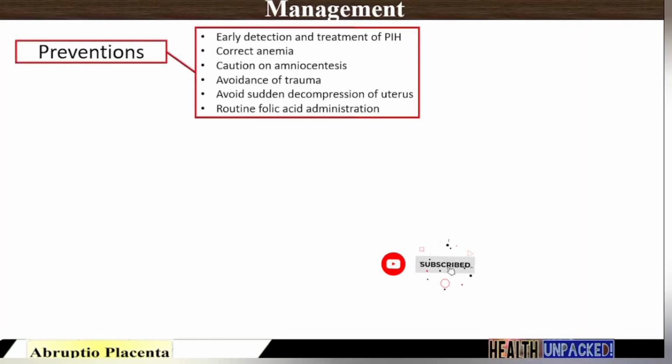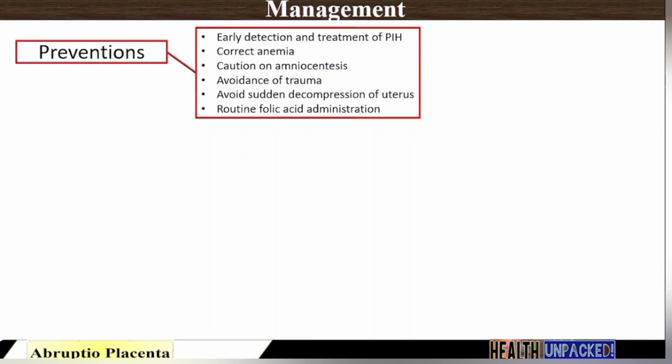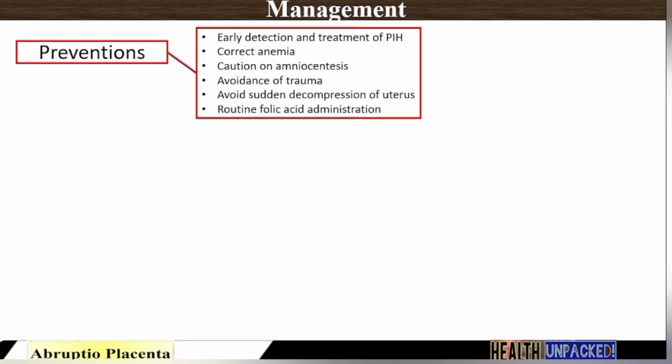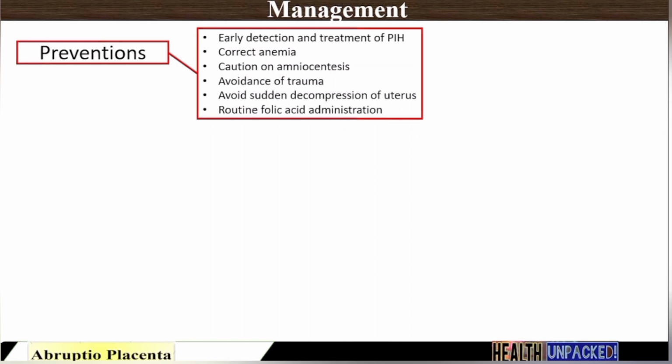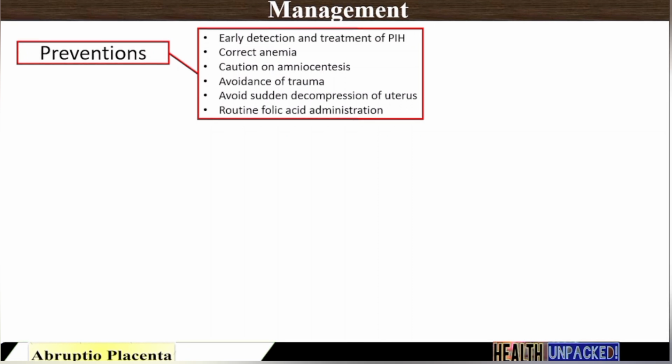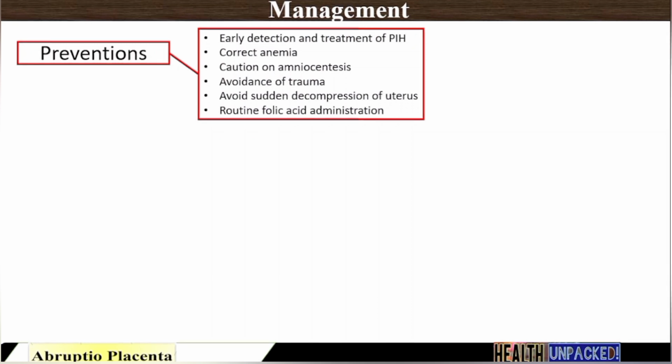Okay, the management part. Before management, prevention is very important in abruptio placenta. So early detection and treatment of pregnancy-induced hypertension is very important, because hypertension is the most common risk factor of abruption. So correcting and treating pregnancy-induced hypertension is very important. And correct anemia, caution: amniocentesis should be ultrasound guided, and also avoid trauma. Avoid sudden decompression of the uterus, because this increases the detachment of placenta. Routine folic acid administration is also very important.